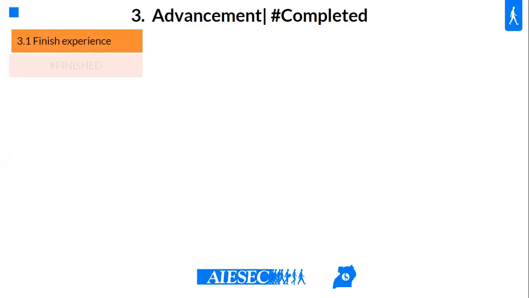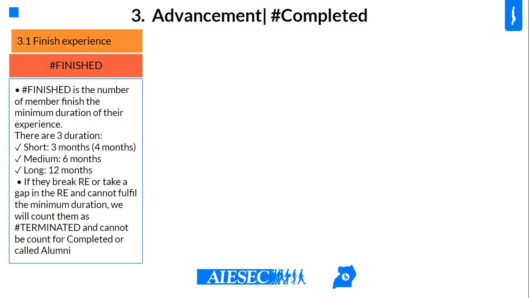So finally, in the third stage, we have advancement. So what does this stage include? This encompasses the finished and complete portions of the Mxp funnel. So finished is the number of members who finish the minimum duration of the experience. So we said there are 3 types of experiences. There's a short-term experience, which is 3 to 4 months, for example, when you apply to be part of an organizing committee. Medium experience or mid-term experience of 6 months, for example, applying to be part of the entity support team. And the long-term experience, which is 12 months, for example, like a team member experience within a portfolio, or a team leader or an LCBP.